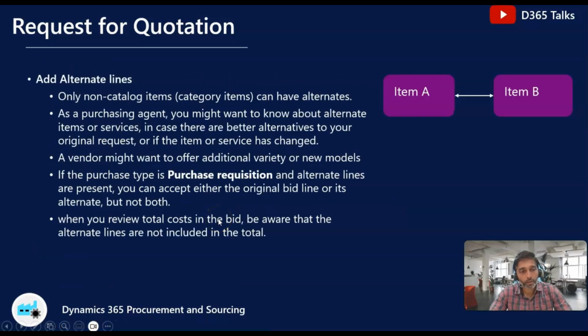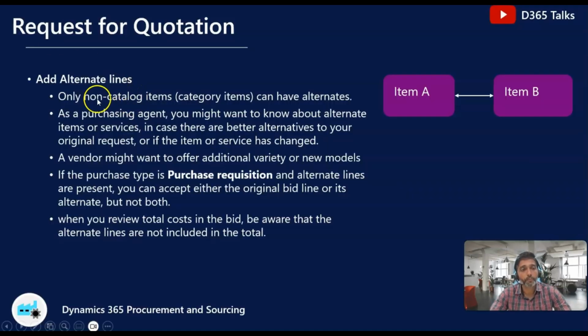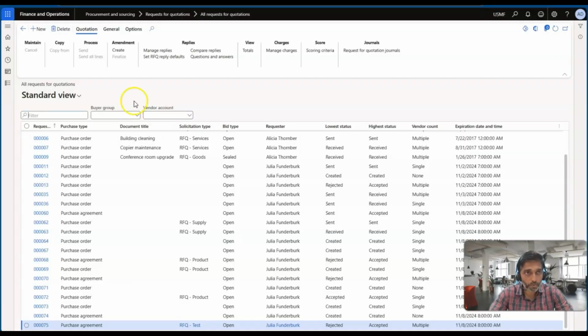So let's get into the next part of the video, like how do we add alternate lines in the request for quote. So you might be wondering that in some cases the vendor might have an option which is much better, or maybe an alternate item number which they want to offer to us, right? Which may not be part of our item master altogether. So in those cases, you can make use of this, basically, for the non-catalog items. So this functionality is not specific to the catalog items, only for the non-catalog items. So let me quickly create a request for quote.